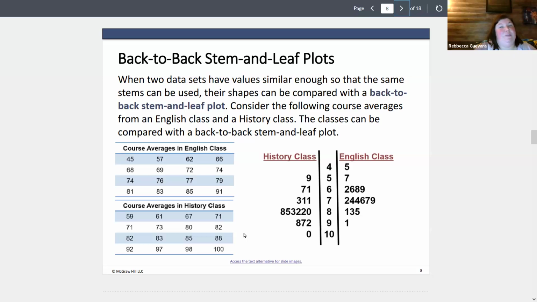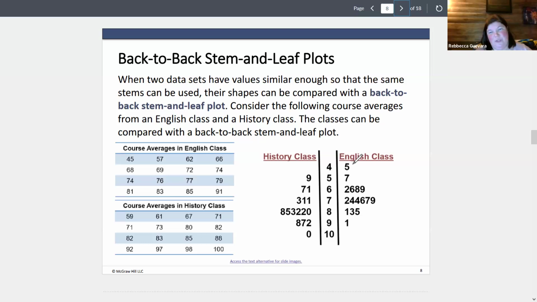We also can have back-to-back stem and leaf plots. This is when we have two data sets that should have about the same stems, and we're doing it to compare each other. Two data sets have very similar values, similar enough so that the same stems can be used. Their shapes can be compared with a back-to-back stem and leaf plot. Consider the following course averages for an English class and a history class. The classes can be compared with a back-to-back stem and leaf plot.